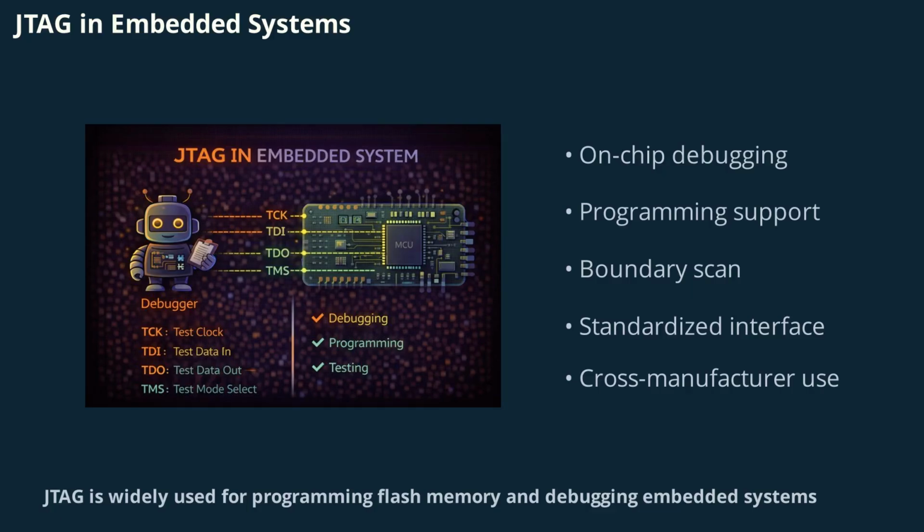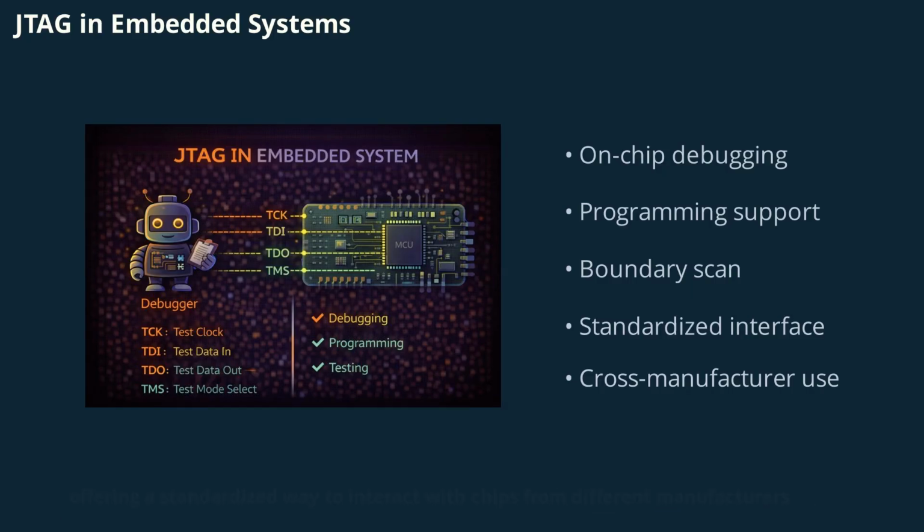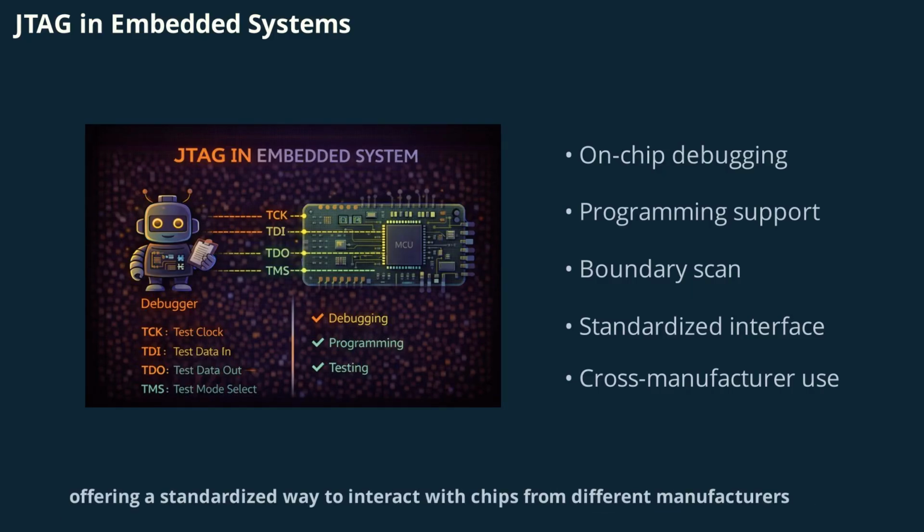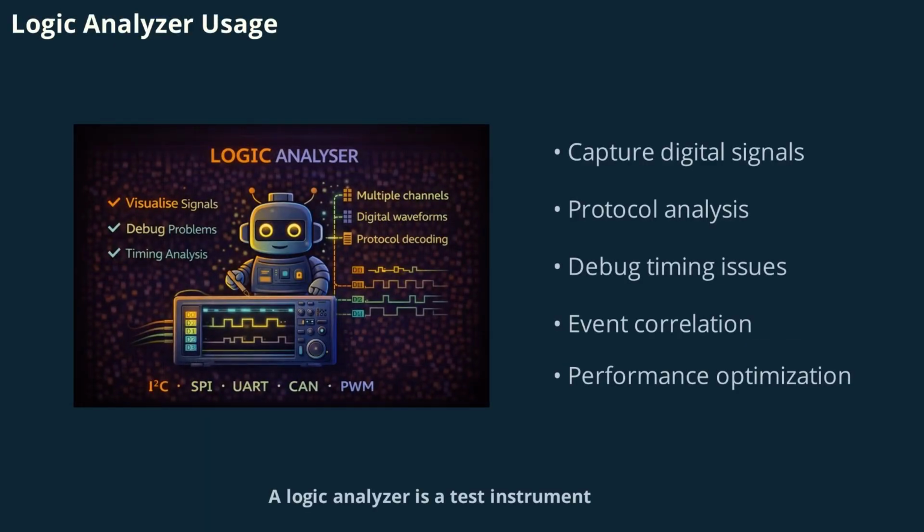JTAG is widely used for programming flash memory and debugging embedded systems, offering a standardized way to interact with chips from different manufacturers. Logic Analyzer is a test instrument that captures and displays multiple digital signals, making it invaluable for analyzing communication protocols and debugging timing issues.